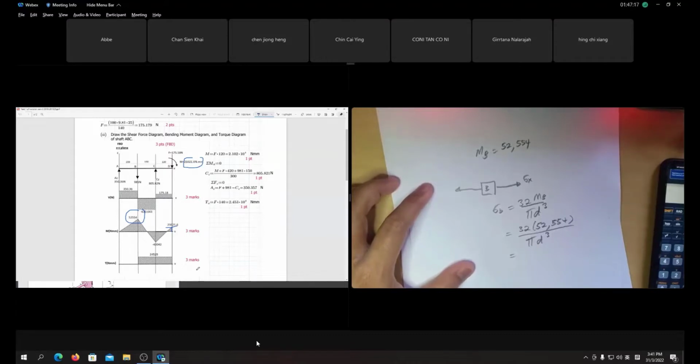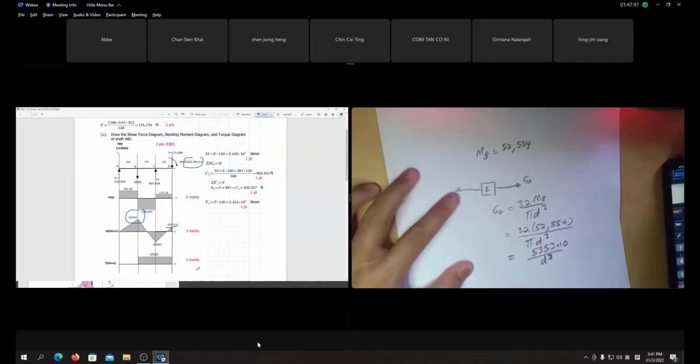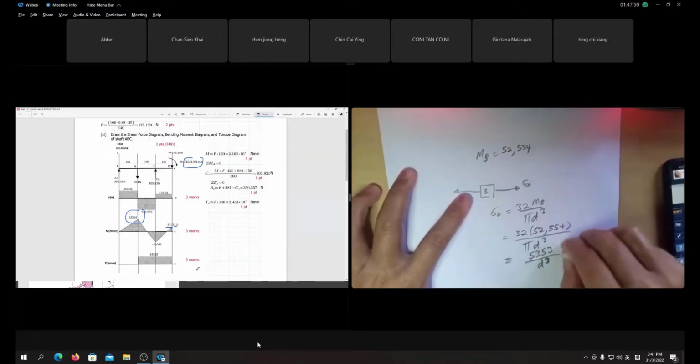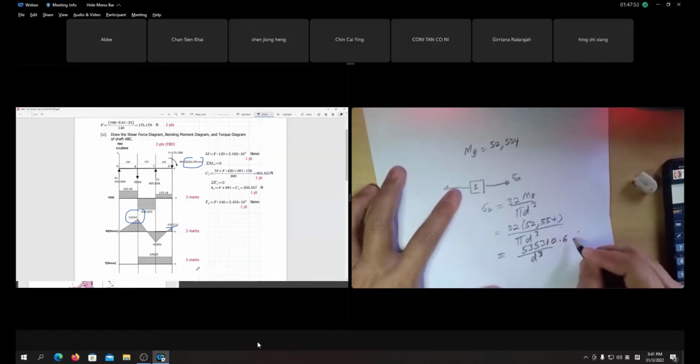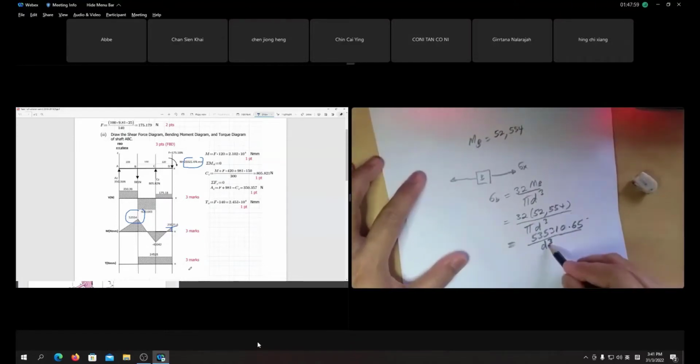My calculator does not have pi. Can you calculate it for me? Divided by pi? What's the answer here? Over d cubed. Your variable is only d cubed. The value on top, everything divided by pi, is 535310.6.